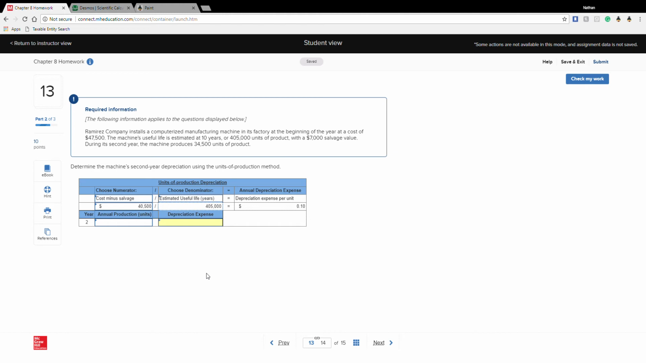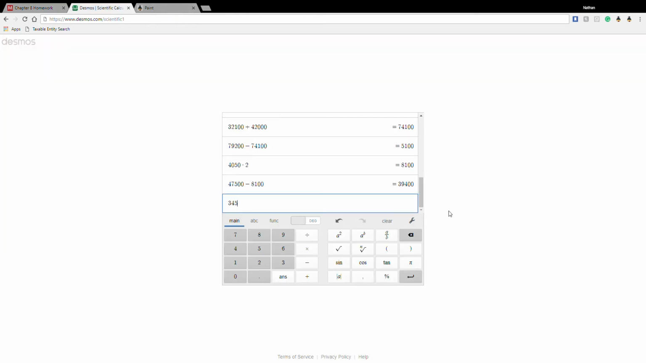Oh wow, that machine is really going. Alright, so in year 2, it states that 34,500 was actually produced. So 34,500. And it wants to calculate depreciation expense. Well, it's 0.10 cents times 34,500. Again, you can use your calculator if you want to. And you're going to come out with 3,450.